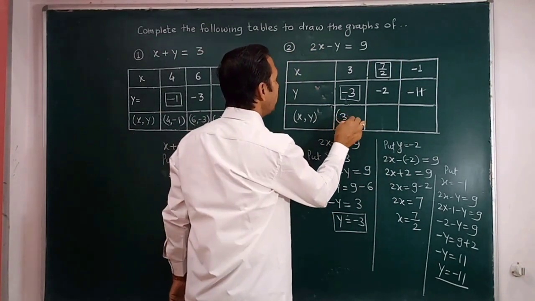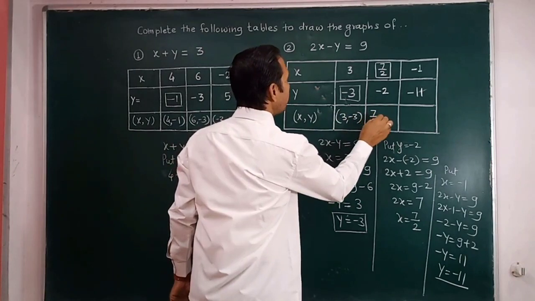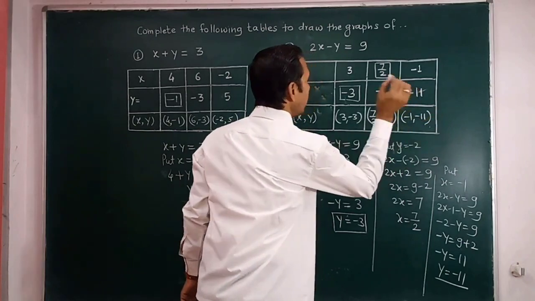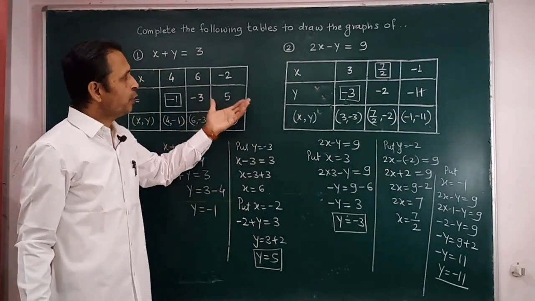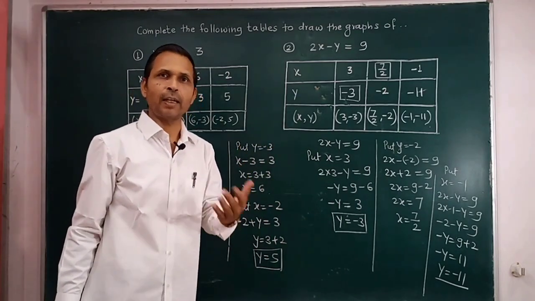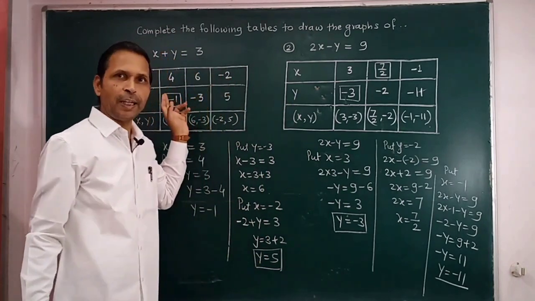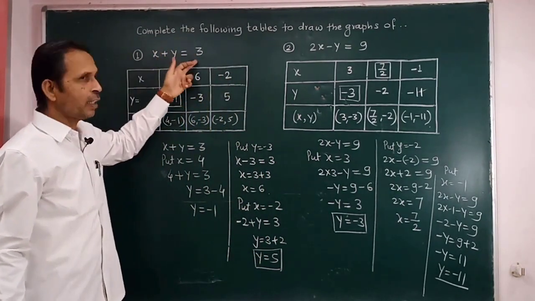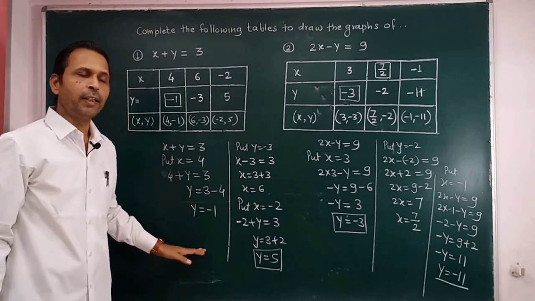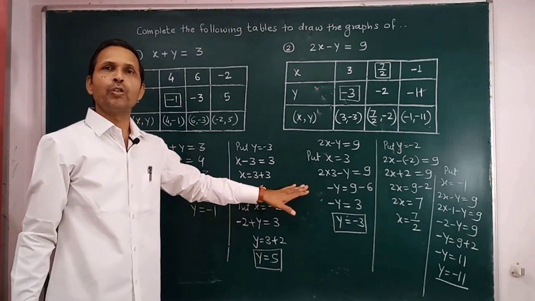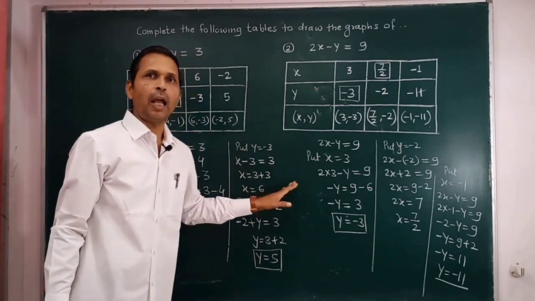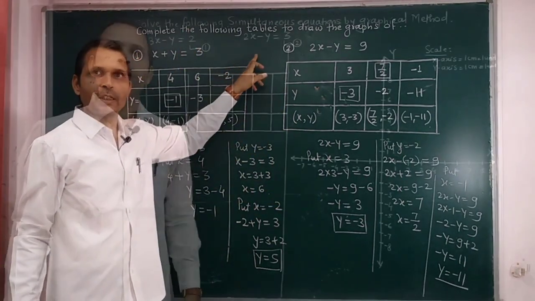Coordinates are right like this: (3, -3), (7/2, -2), and (-1, -11). Now in this way, if you are given a table and we have to fill in some values of x and y, and you are given the value of x, then put the value of x in that equation and find the value of the next variable, that is y. That's why it is very simple to find the values of x and y and complete the table as given in the information.